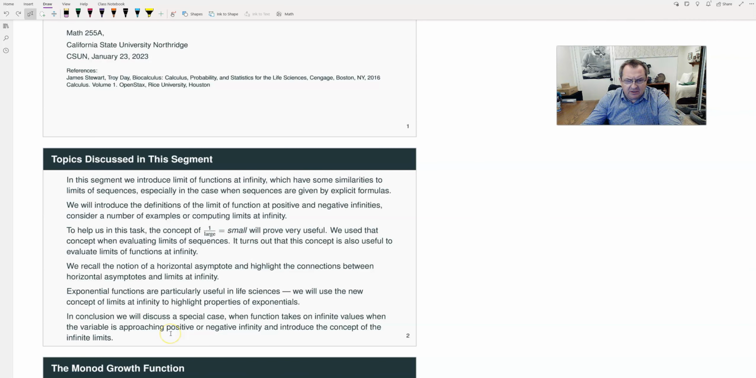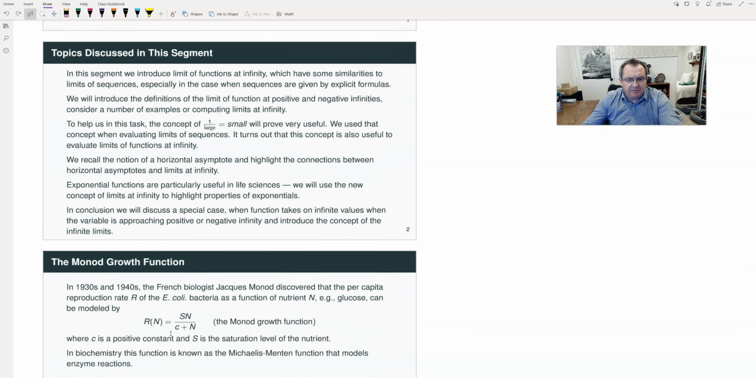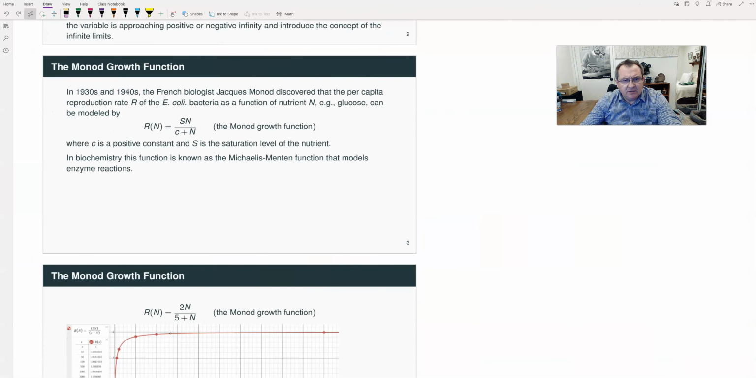So to start, let us consider a motivating example. In the 1930s and 1940s, French biologist Jacques Monod was looking at the rate of bacteria growth as a function of nutrient. It is natural to assume that if the nutrient is scarce, then the bacteria growth will be slowed down. They will not reproduce as fast as when the nutrient is abundant.